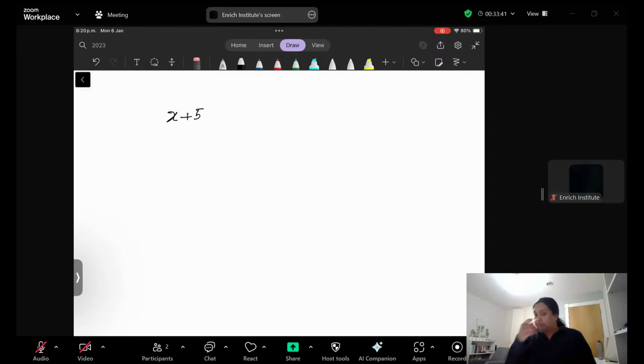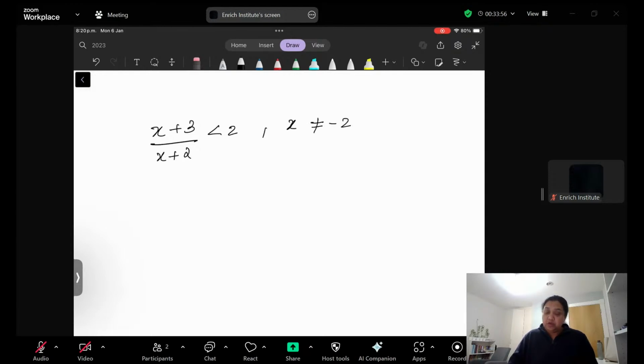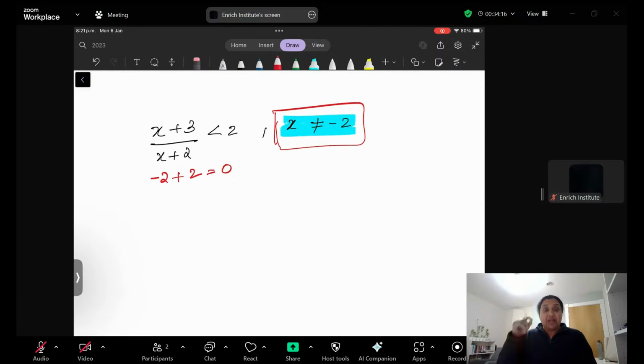Sorry, not this question. Let me just take another one. x plus 3 divided by x plus 2 is less than 2. And always you will get something like x is not equal to minus 2. You will always get this tail piece in this question. You can actually neglect it, but mathematically this is required. Why? Because if x is minus 2, the denominator will become minus 2 plus 2, and that is equal to 0. And division by 0 is undefined in mathematics. That is why this piece is very important mathematically.